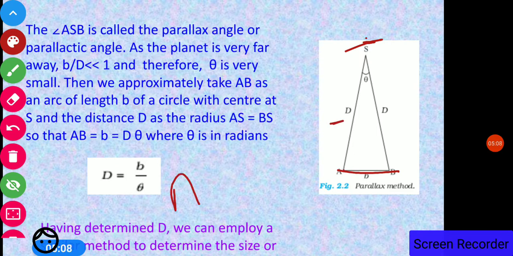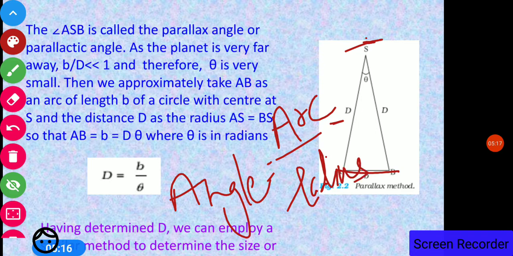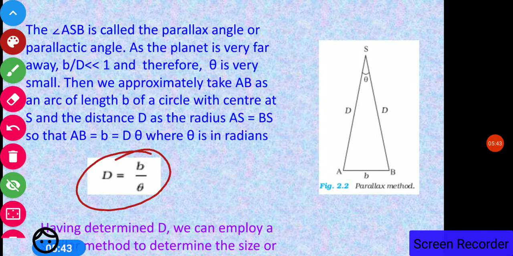So we know that angle is equal to arc upon radius. This you have learnt in the previous classes. So from this relation, arc is equal to angle into radius. Theta is the angle, and b is the arc. So arc b is equal to d into theta, or radius d is equal to b upon theta. From this relation we can find the value of d, which is the distance of the planet from the earth, and that is equal to b upon theta.